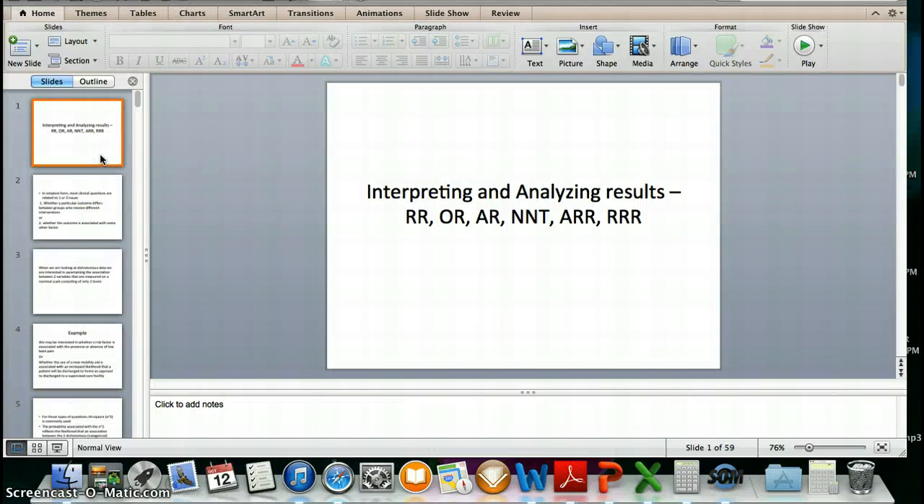Alright guys, so we're going to look a little more into interpreting and analyzing results. But we're going to take a deeper look at relative risk, odds ratio, absolute risk, number needed to treat, absolute risk reduction, and relative risk reduction. So we're going to start out with a little review and then we'll learn to apply it.